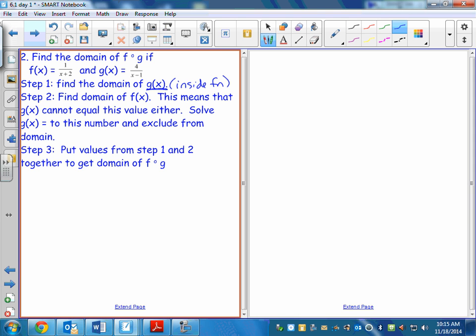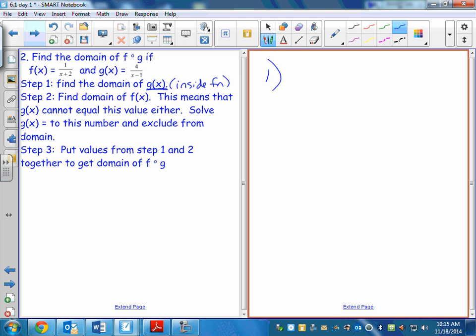So, I'm going to do step one. Step one, let's find the domain of g of x. So we just did this on our last unit test. If I have 4 over x minus 1, what is x not allowed to be? Yeah, I can't have 0 in my denominator, so I'm going to say that x is not allowed to equal 1. And I'm not even going to write it in interval or set notation right now, because I am going to carry that through to step 3 later. All right, but I know 1 is excluded. Step 2 is the tricky part, all right?